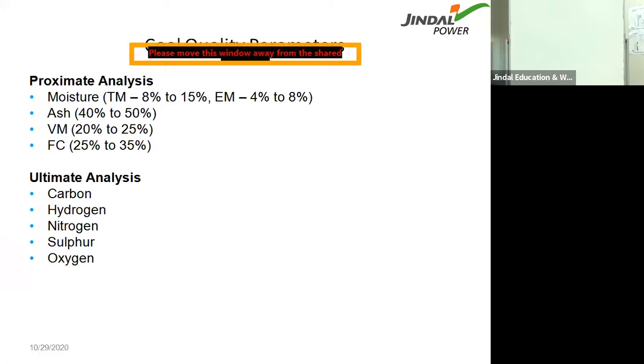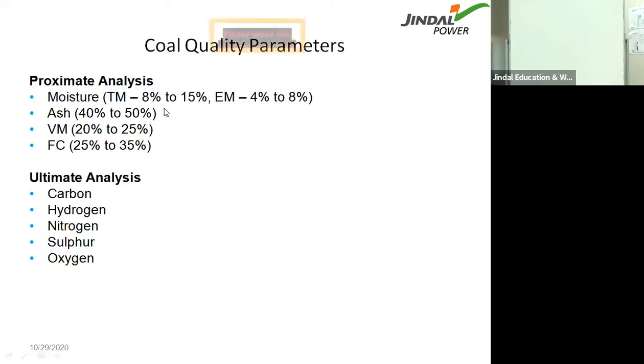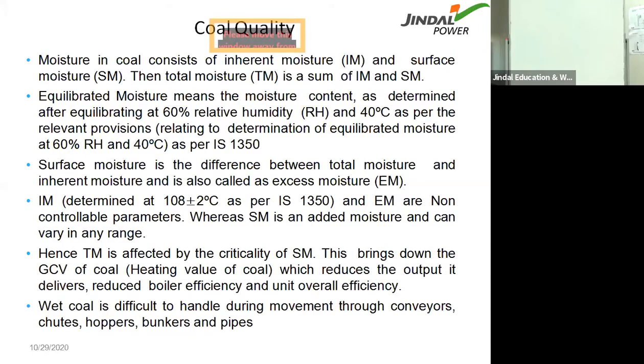Ultimate analysis is nowadays very rare. Very often we do ultimate analysis of our coal for the purpose of annual gradation or any type of boiler efficiency determination process. But on a regular basis, we only determine these four parameters of coal. So basically coal quality is based on total moisture, inherent moisture, surface moisture, and equilibrated moisture. One by one I will tell you.